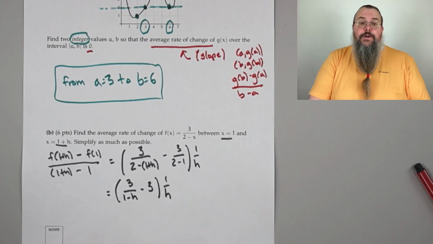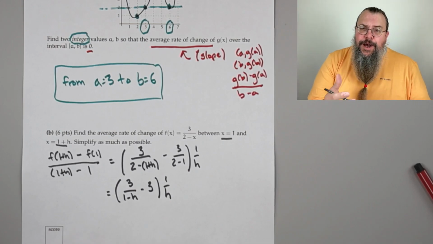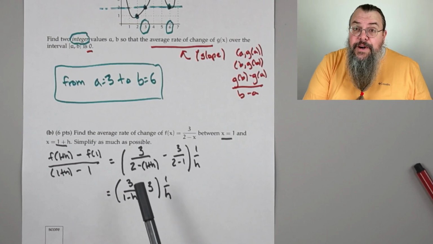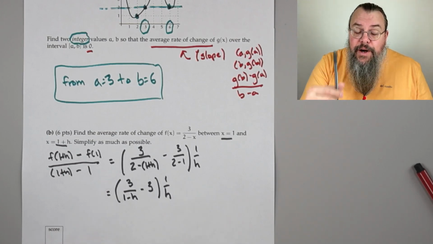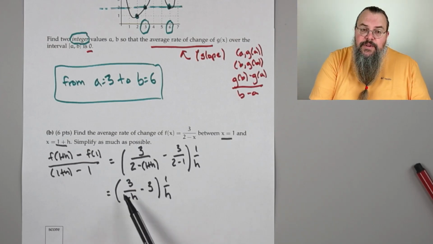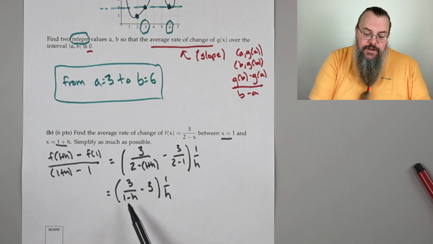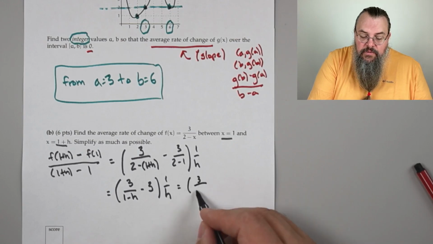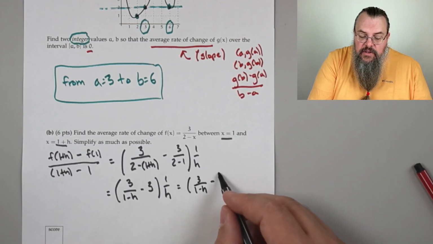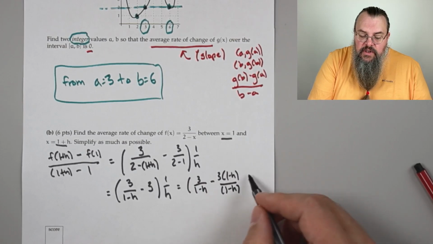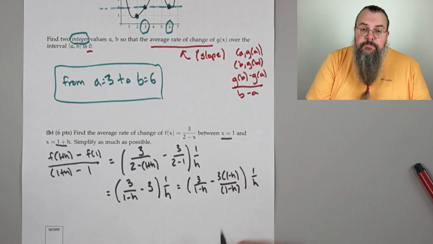All right, now we're not done. And how do we know we're not done? Well, because it gave us an instruction. Simplify as much as possible, but no more. Now, could we do more? Well, yeah, we could combine these terms. So we would combine them by getting a common denominator of 1 minus h. So that would be 3 over 1 minus h, subtract 3 times 1 minus h over 1 minus h. And all that times 1 over h.